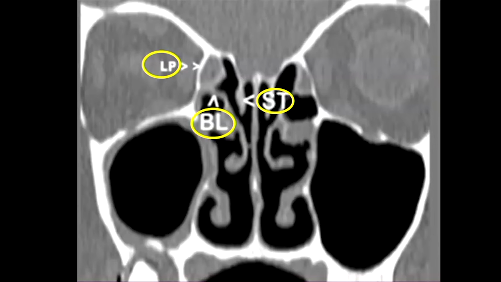And superior turbinate, so remember there are 3 turbinates on each side. The superior turbinate is the very top. The space between the superior turbinate and the middle turbinate is called the superior meatus. The space between the middle turbinate and the inferior turbinate is the middle meatus, and then the space below the inferior turbinate is called the inferior meatus.